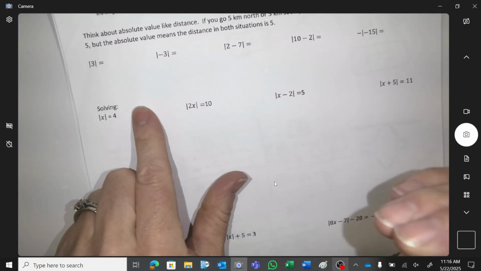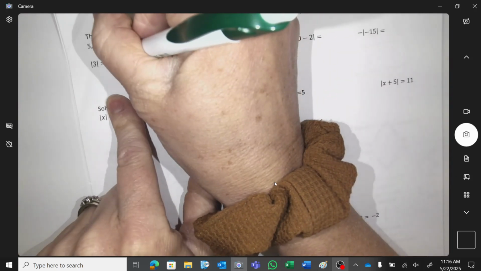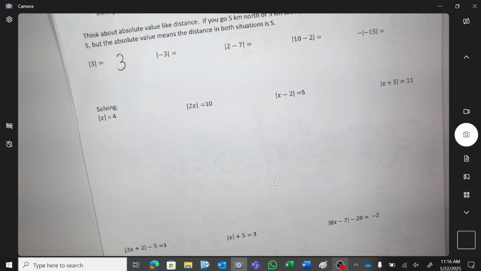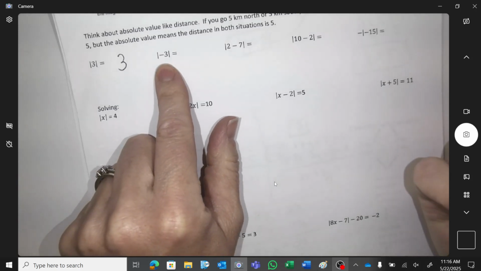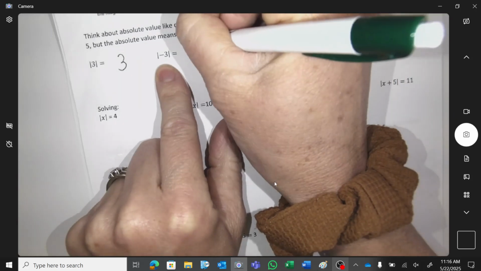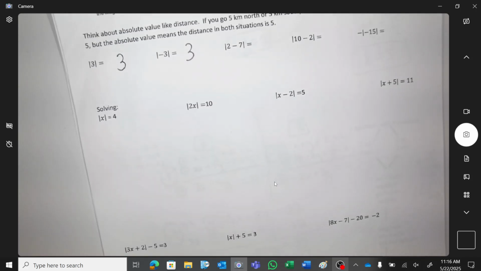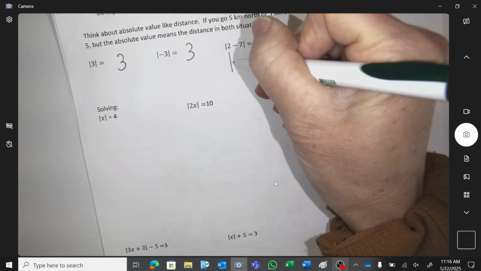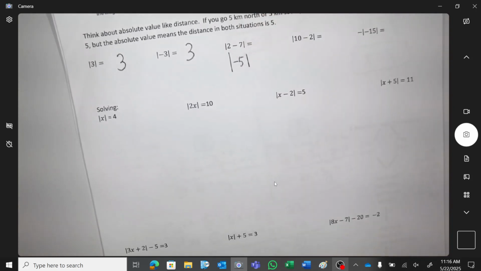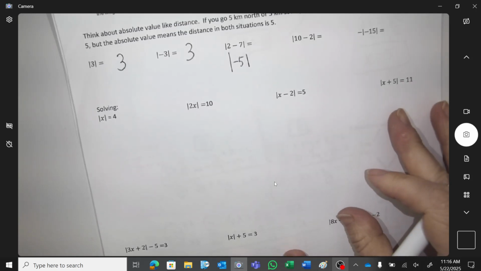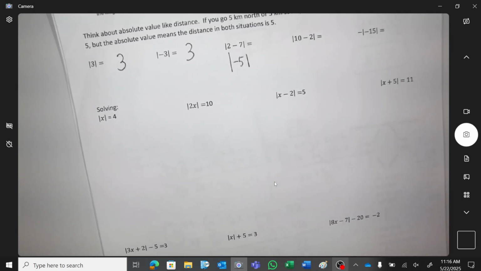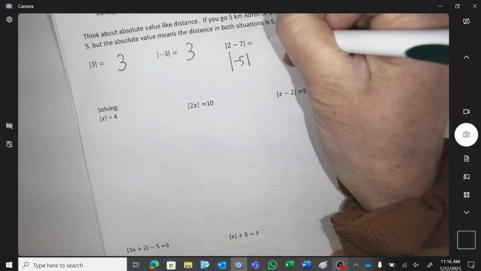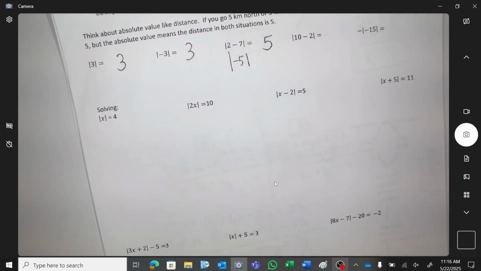What's the absolute value of 3? The magnitude of that is 3. What's the absolute value of -3? That has a magnitude of 3. Okay, next question. You're going to have to do some bracket work. So what's in the bracket? What's 2 subtract 7? Well, that's -5. And then, what's the absolute value of -5? 5.